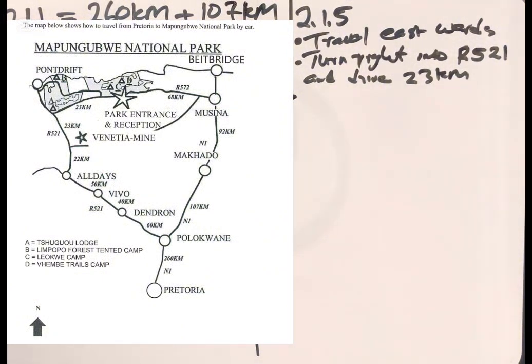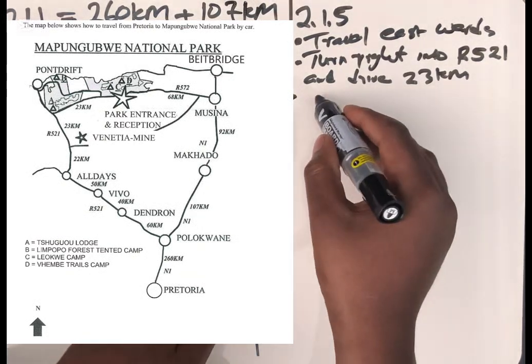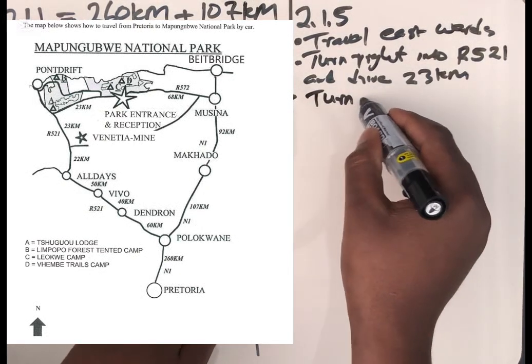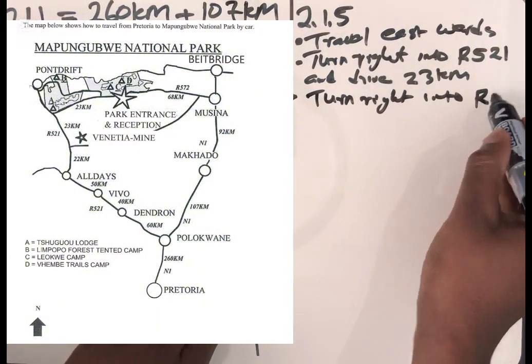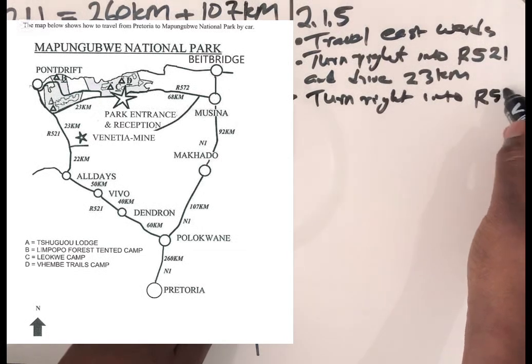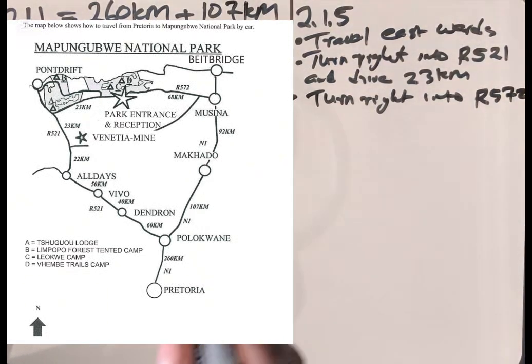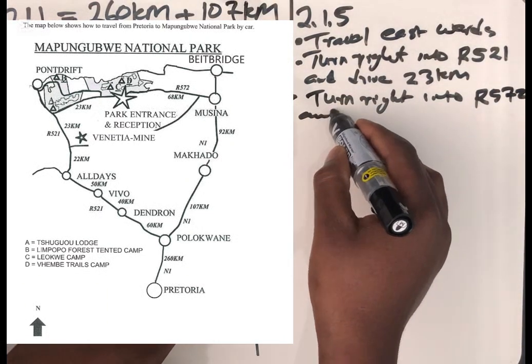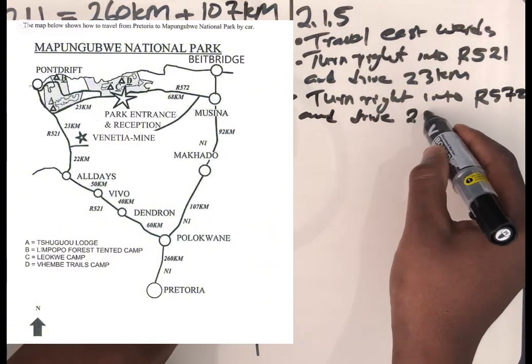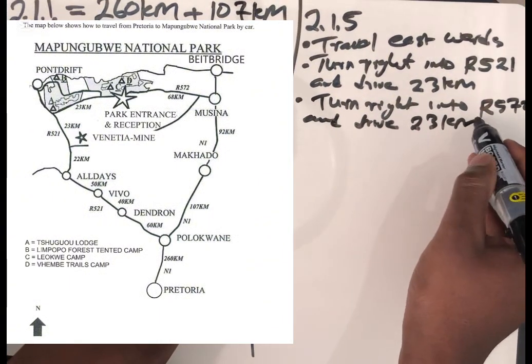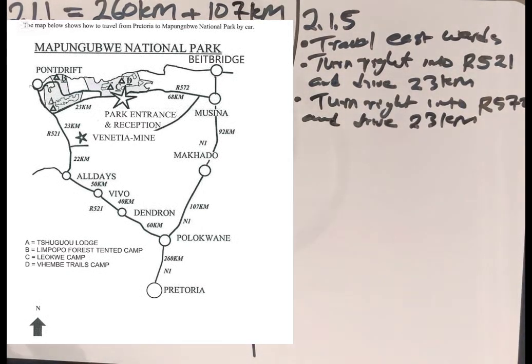And then after driving for 23 kilometers, I believe you can see from the map here, I'm going to turn right again. Turn right into, now I'm using R572. And I drive for 23 kilometers again. I believe you can see where I'm getting these kilometers. Everything is indicated here.